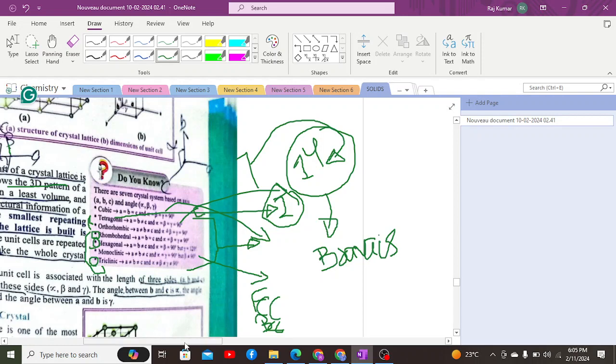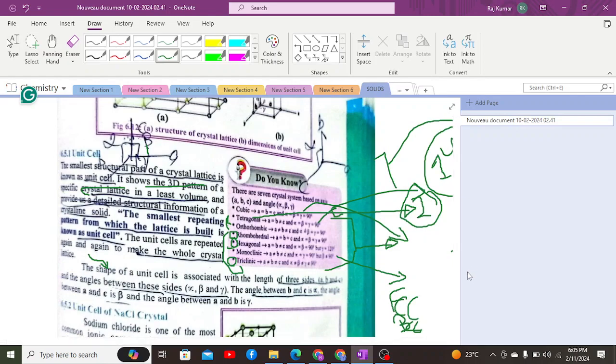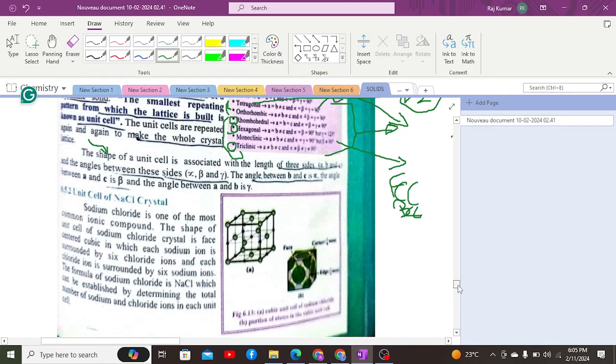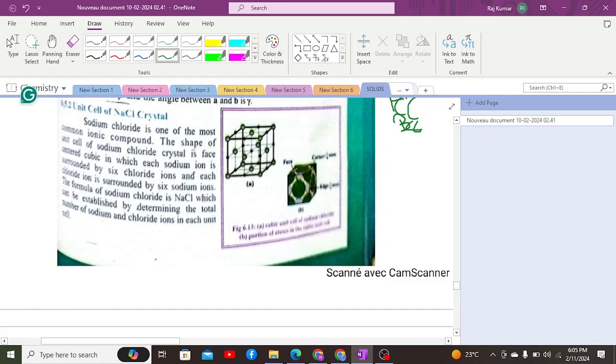We are going to have another video in which we will discuss all the mnemonics for chapter number 6, solids, right? And when it comes to the unit cell of sodium chloride crystal, sodium chloride is one of the most common ionic compounds. The shape of the unit cell of sodium chloride is face centered cubic, in which each sodium ion is surrounded by 6 chloride ions, and each chloride ion is surrounded by 6 sodium ions.